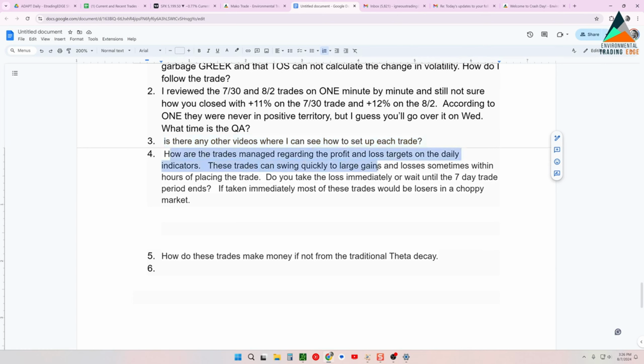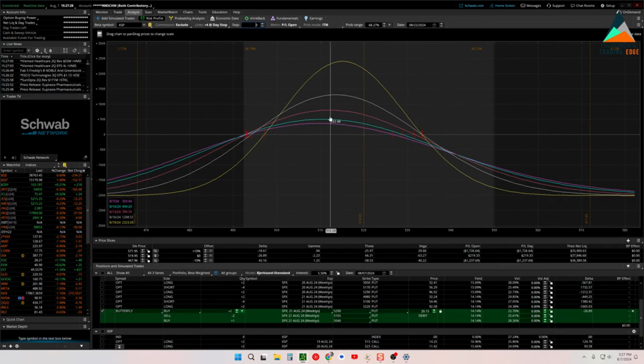Let's see, how are the trades managed regarding profit and loss? We talked about that. Do you take a loss immediately after? Okay, so I want to reiterate this again because I want to make sure it's very clear, because I get asked this a lot. If the trade is below or above max target, or below max loss, I do not take the trade unless it's a crash day, right? Very specifically, unless it's a crash day or the last trade day of that trade. So let me break this down very clearly.